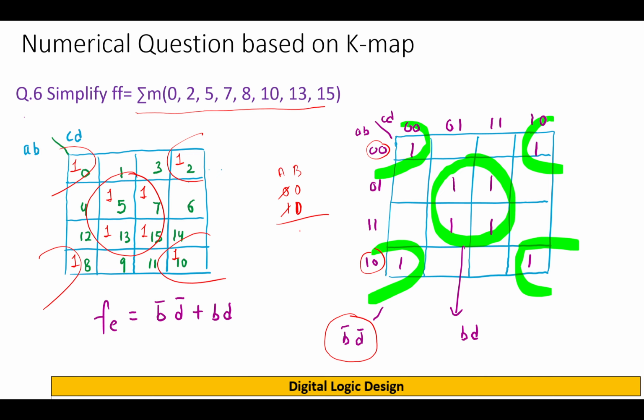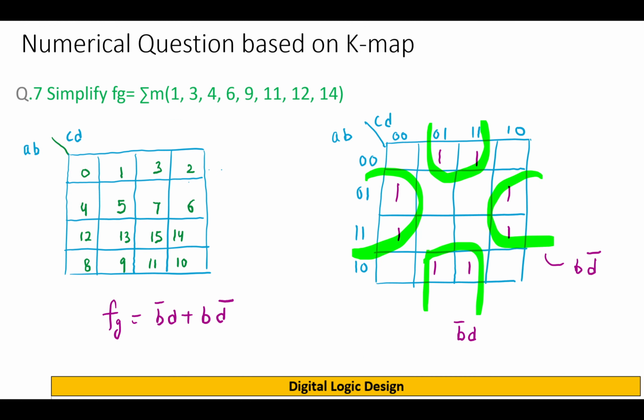That means here we get b bar, and if we look at the vertical line 0 0 and 1 0, that means this is CD, and this term is cancelled. We get d bar. So all the corner 1s give you the expression b bar d bar. And this square cell, all four 1s together, give you the b d. I think you understand this question.